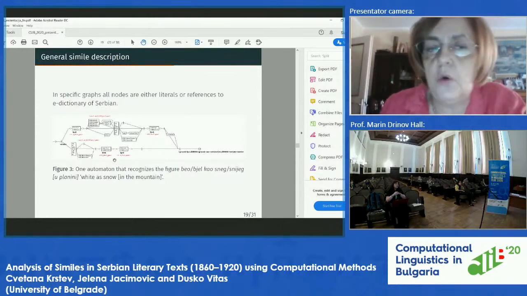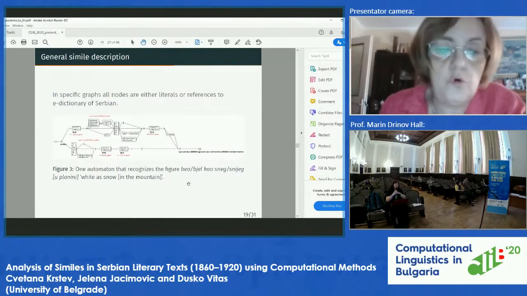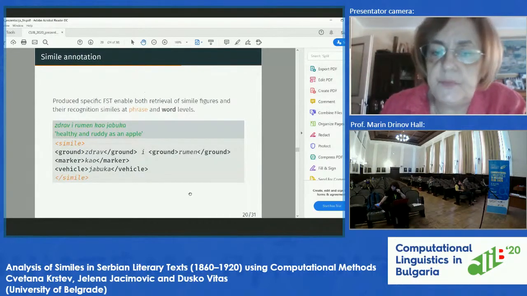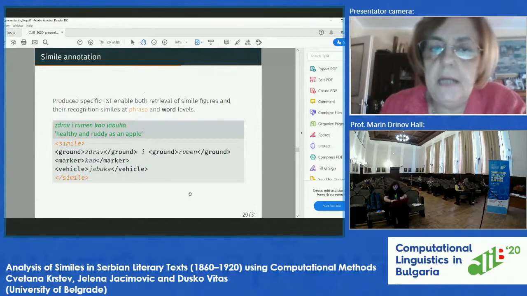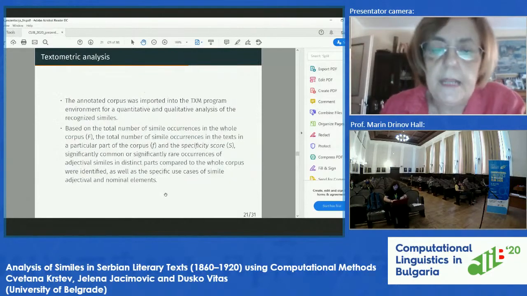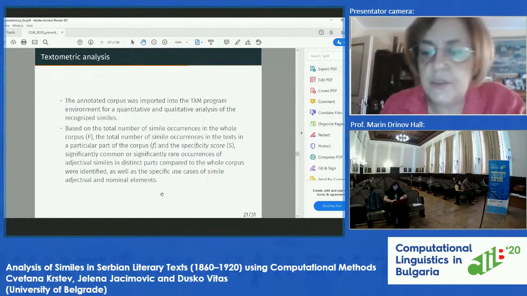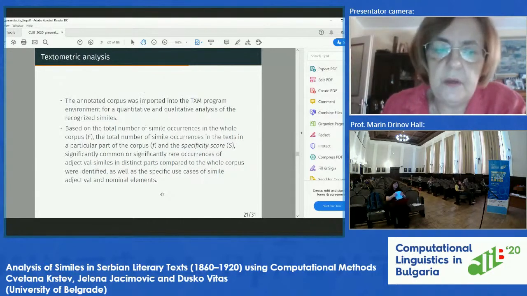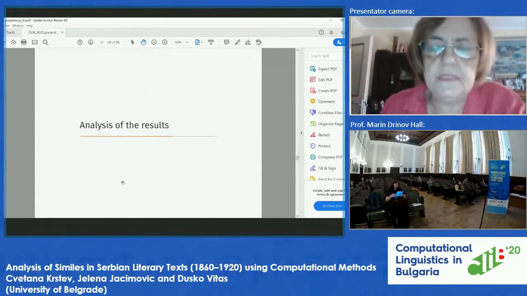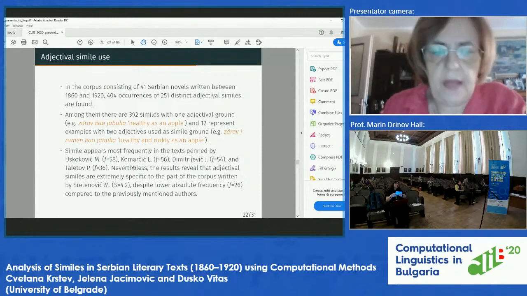And with these two, a specific graph is automatically produced, where now in the nodes we have either literals or references to the electronic dictionary of Serbian. Here, this one specific graph recognizes the figure white as snow with all possibilities for white and for snow and some additions. This produces specific automata that enable both retrieval of simile figures and recognition of similes as phrases, and they are marked as we can see here. Since I have lost some time because of line breaking, I will skip some slides and go directly to some analysis.